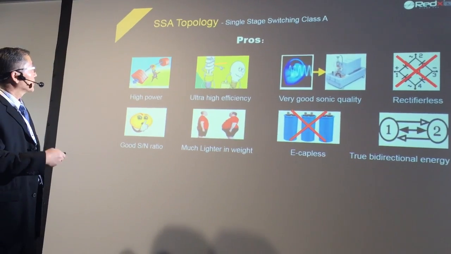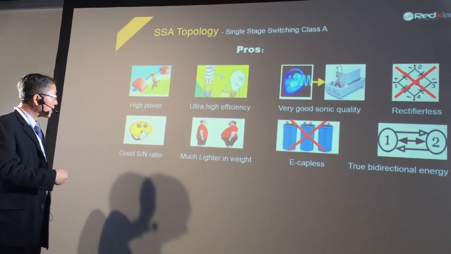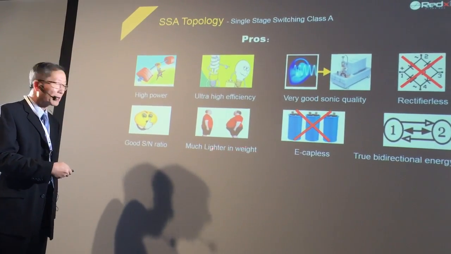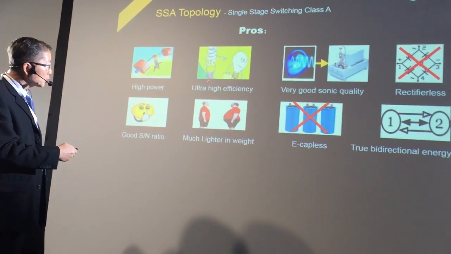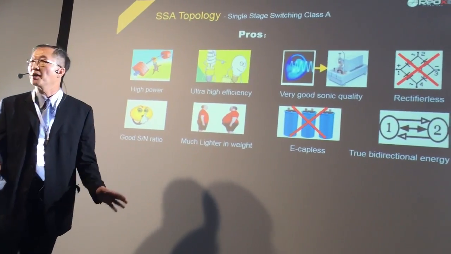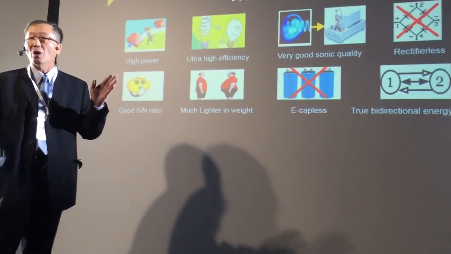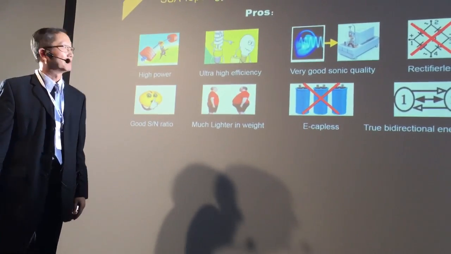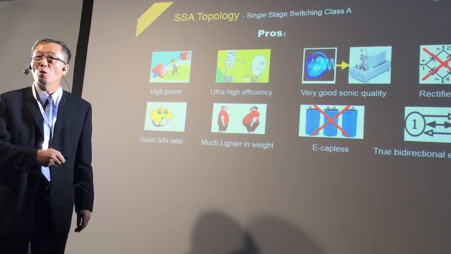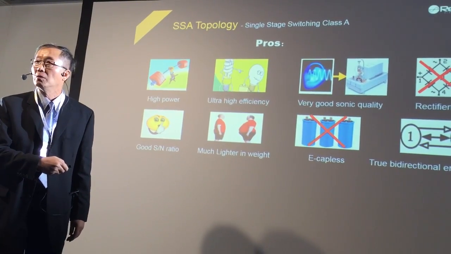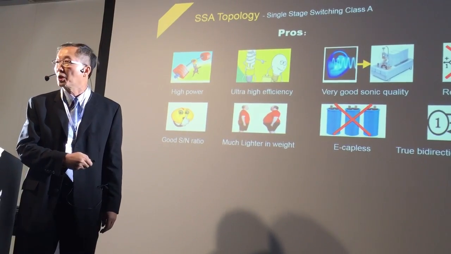First, this topology offers very high power, good signal to noise, and much lighter weight than any other topology that exists. Ultra high efficiency, much higher than Class A, Class A much higher than Class AB, and also much higher than Class D. I'm going to go through it. Why? This topology offers true audiophile sound quality because it has zero crossover distortion.